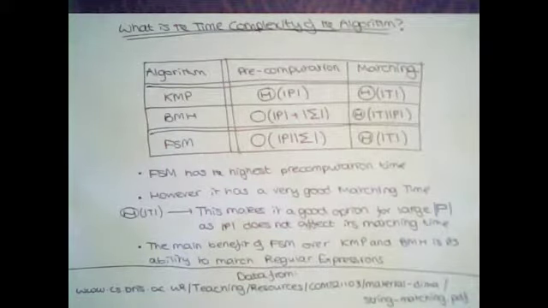An important consideration for any algorithm is its running time. This table shows how the FSM matcher compares to the Knuth-Morris-Pratt and Boyer-Moore-Horspool algorithms. Here the pre-computation time is the time required for FSM build and depends on the pattern size and the size of the input alphabet. Although the finite state machine algorithm has the highest pre-computation time, it has a very good matching time. Since its matching time is just theta of the size of t, this makes it a very good option for large p, as p does not affect its matching time. The main benefit of FSM over KMP and BMH is its ability to match regular expressions.